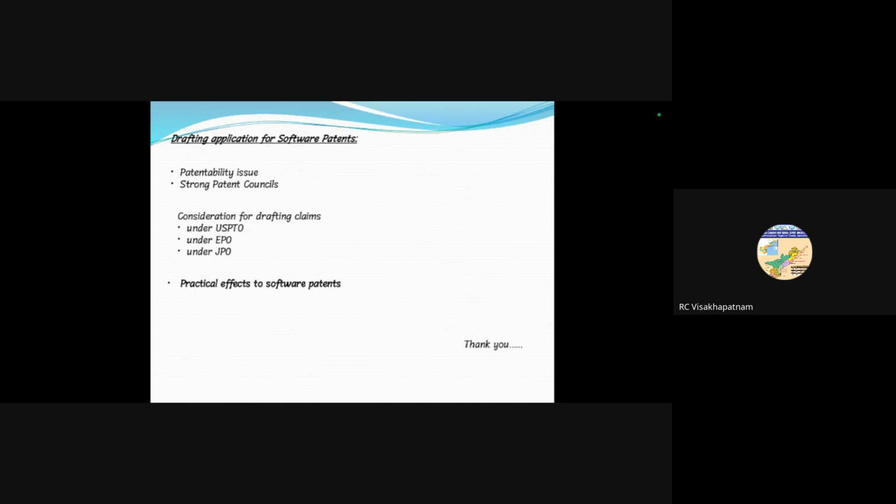So, the drafting of applications for software patents. What issues should you be concerned with regarding drafting an application? First one is the patentability issue. Software patents, including business method patents and internet-related patents, have become the focus due to the software industry and IP protection. Many software patents have been granted by the European Patent Office, the US Patent Office, or the Japan Patent Office. There have been many lawsuits regarding patent infringement.